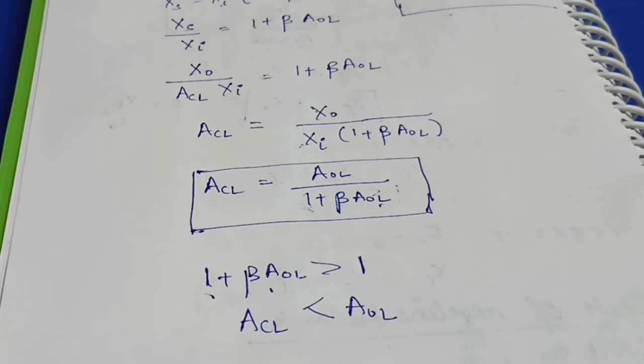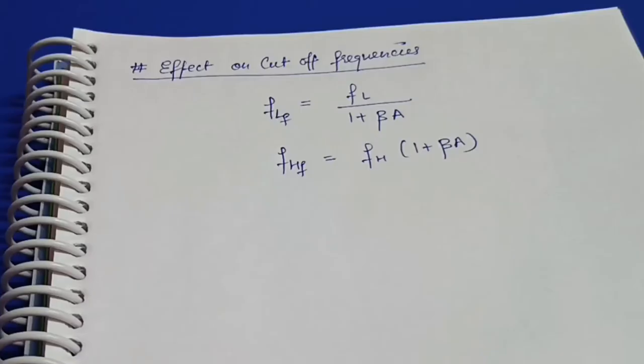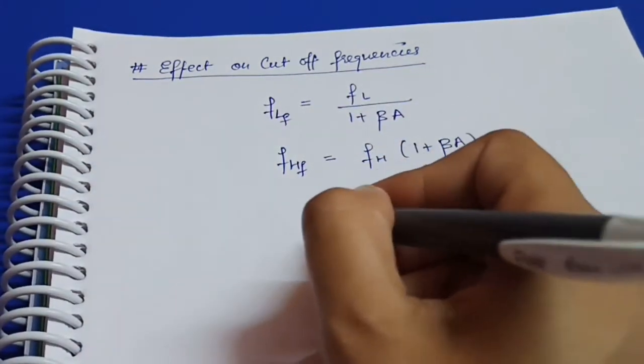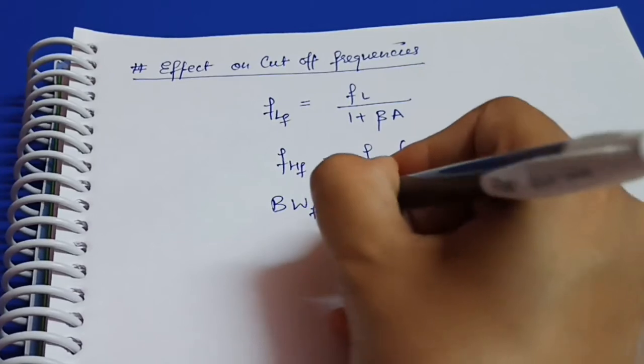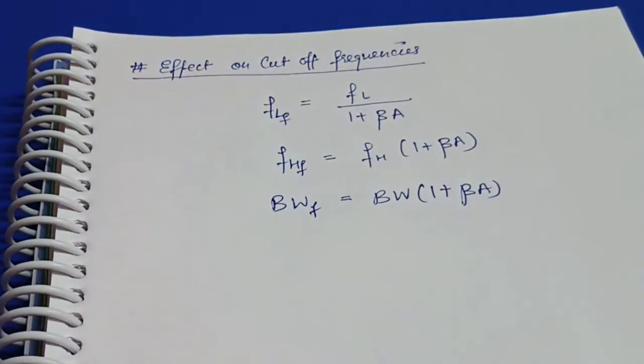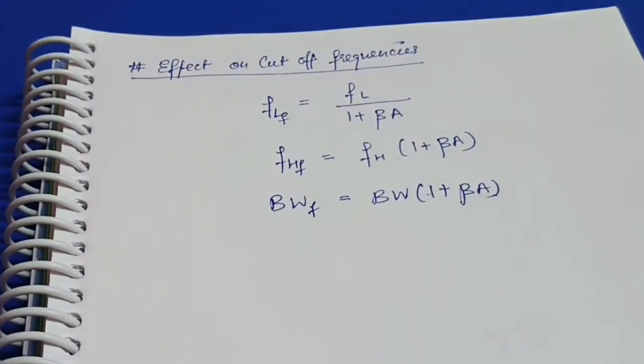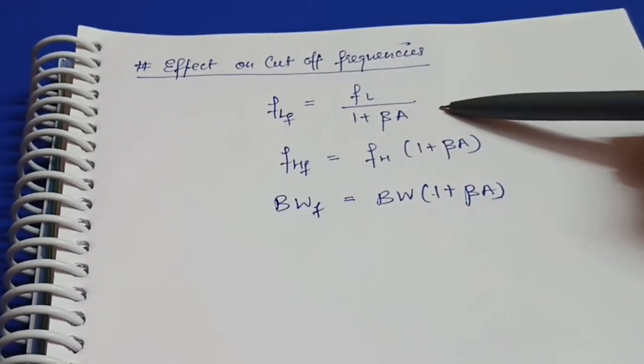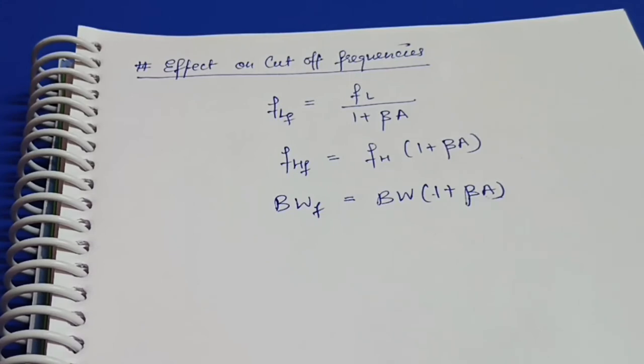Now let's discuss the effect on cutoff frequencies. So guys, basically the negative feedback decreases the lower cutoff frequency and increases the higher cutoff frequency. Thus, we can say that the bandwidth also increases. So that's our feedback factor. So basically our lower cutoff frequency is decreased and upper cutoff frequency is increased. So our overall bandwidth is increased.